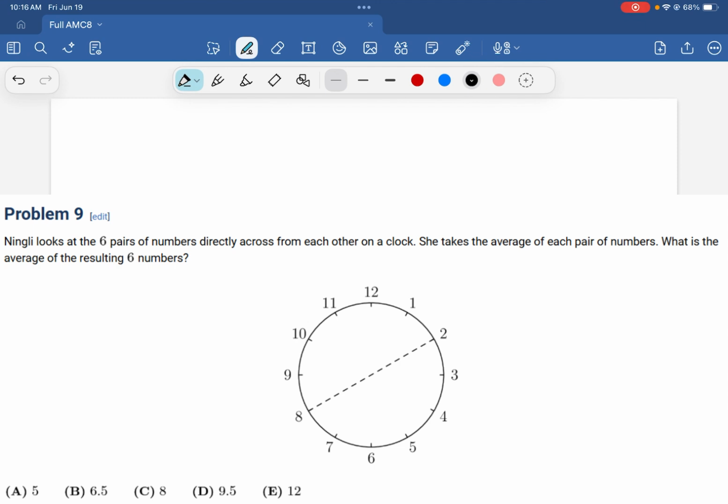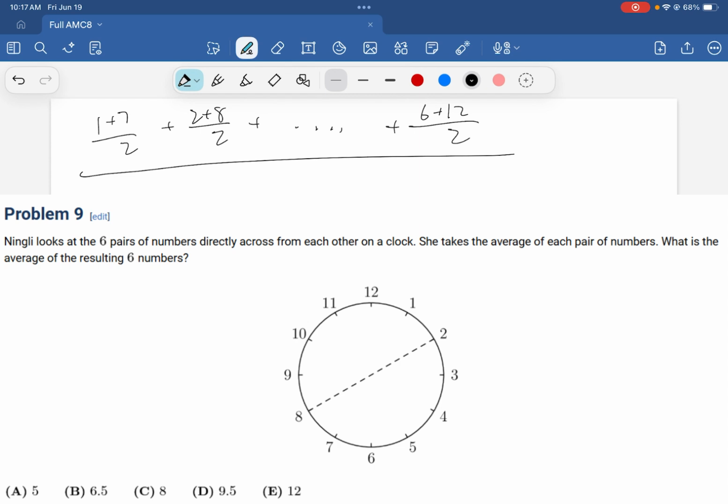So, based on the diagram, let's just write something out. So if we do 1 and 7, the average is 1 plus 7 over 2. And then 2 plus 8 over 2, dot, dot, dot, until 6 plus 12 over 2. And we want to find the average of these 6 numbers. So again, we add these up and divide by the number of numbers, which is 6.